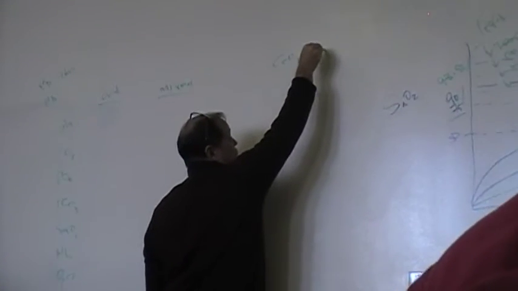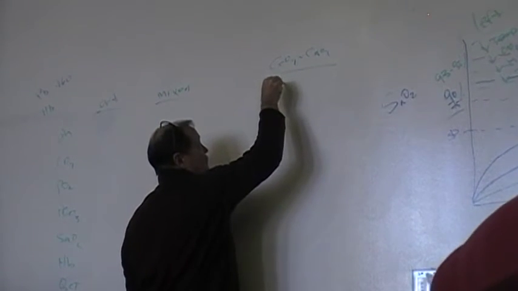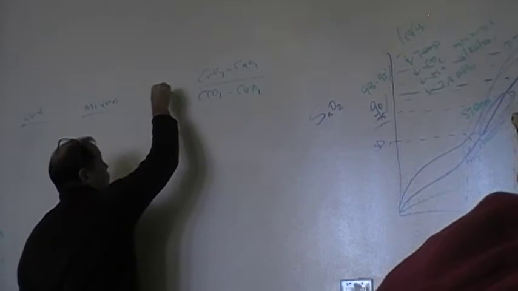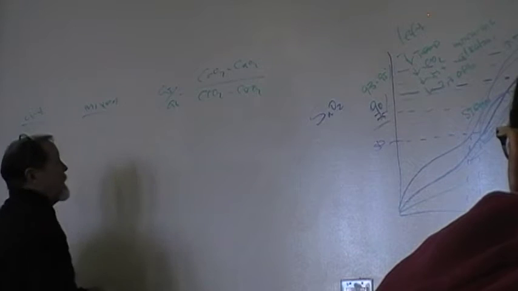CcO2 minus CaO2 divided by CcO2 minus CvO2. Here we go, buddy. That's Qs. We have to find those numbers. Qt. Yeah, and then we have to find those numbers too.